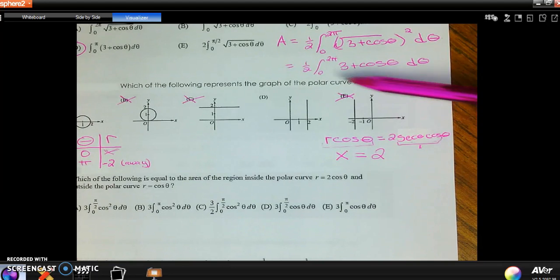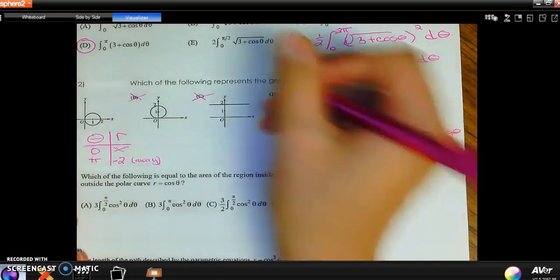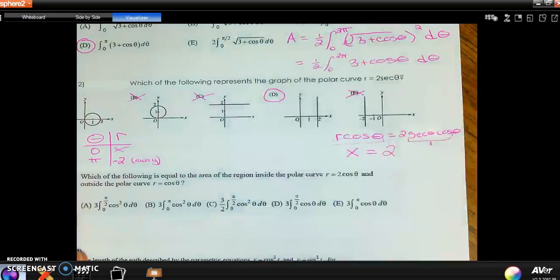Some people might say, well, I wouldn't have multiplied both sides by cosine. Well, that's fine. If you wouldn't have multiplied both sides by cosine, you still should have been able to get the answer using a table and some elimination techniques. Either way, you get that the answer is D.